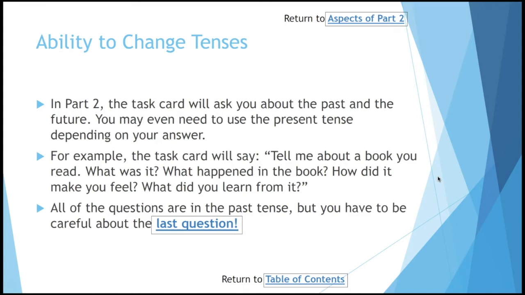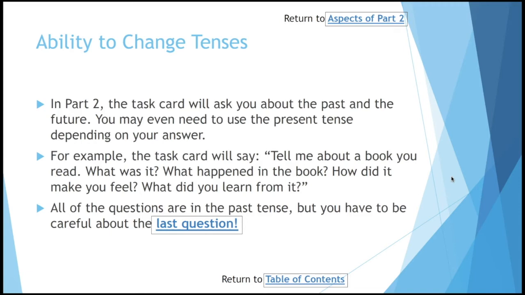question. For example, one task card we had was tell me about a book you read. This was from the example. What was it? What happened in the book? How did it make you feel? And what did you learn from it? So all of the questions you can see are in the past tense, right?